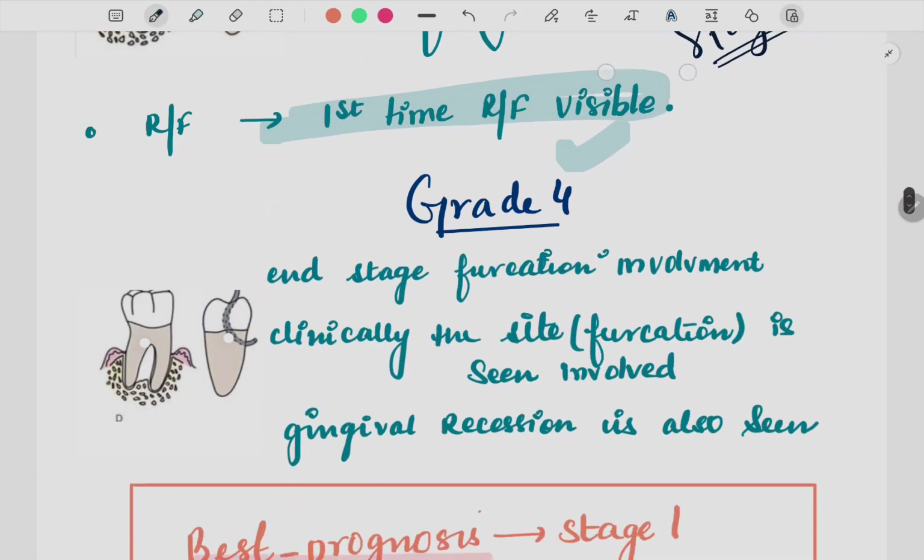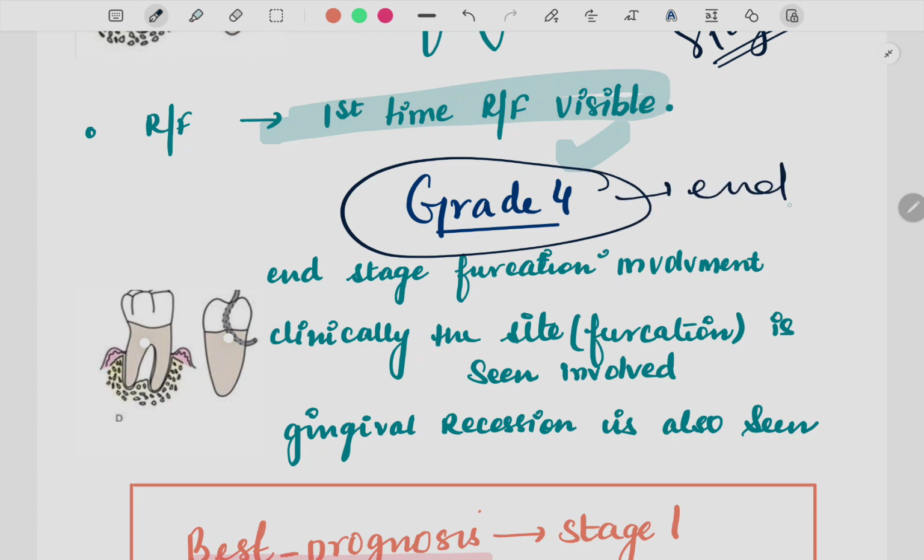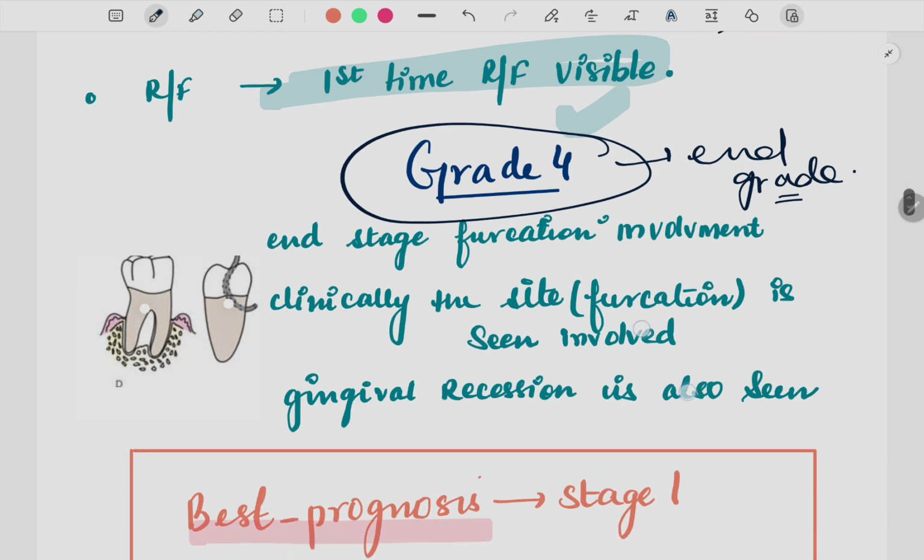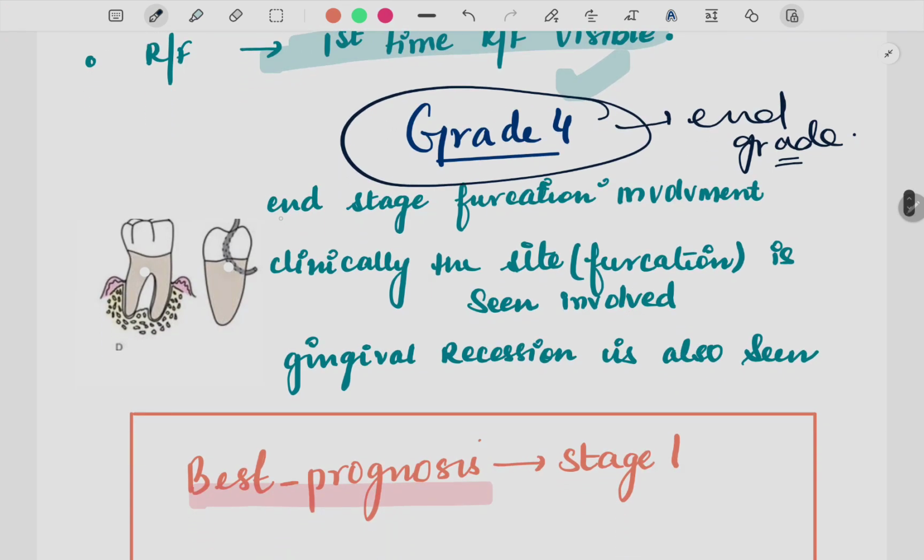Okay, now coming to the last, grade 4 in any situation is said to be the end grade. Things are going to get very worst here. Now here, as I said, this is said to be the end stage furcation involvement. Complete alveolar bone loss has taken place. And in this, it's not just that the bone loss has taken place, also the gingival recession has happened.